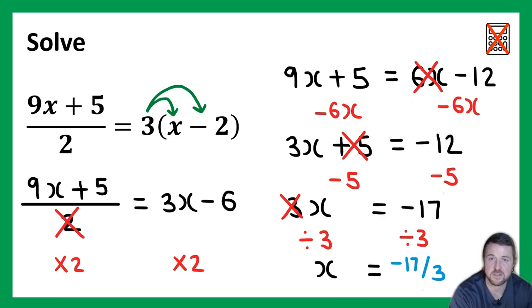Rather than attempting to write this as a decimal, which will end up giving you a tricky recurring decimal, you are allowed to leave your answers as fractions, as long as you simplify the fraction as much as possible. Negative 17 over 3 cannot be simplified any further, so we can just leave our answer like this.